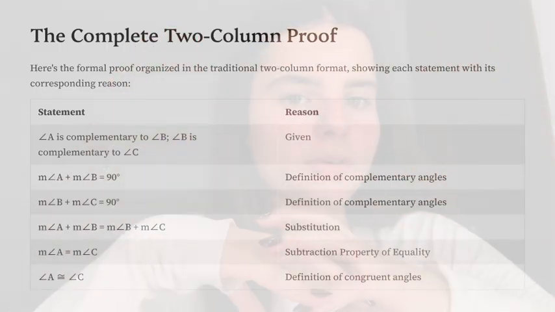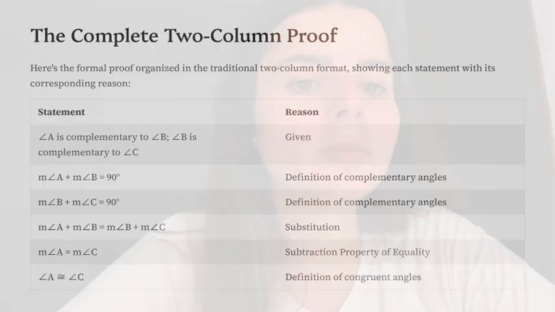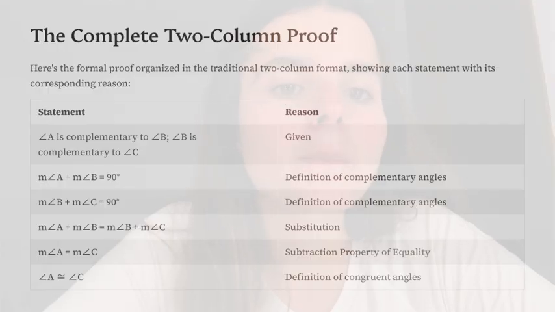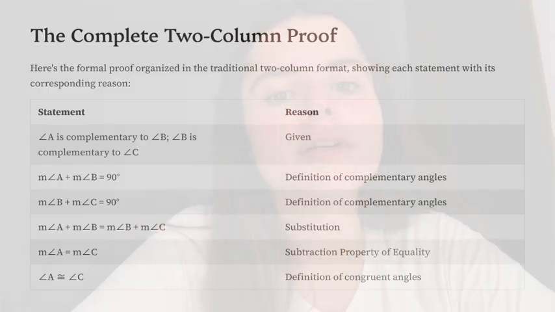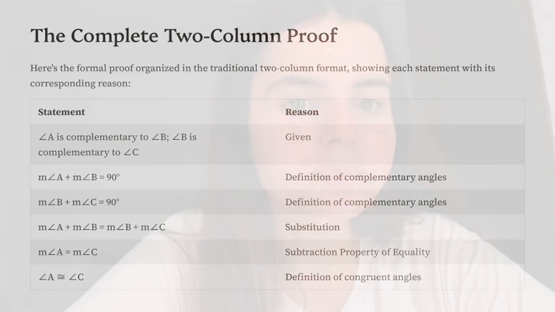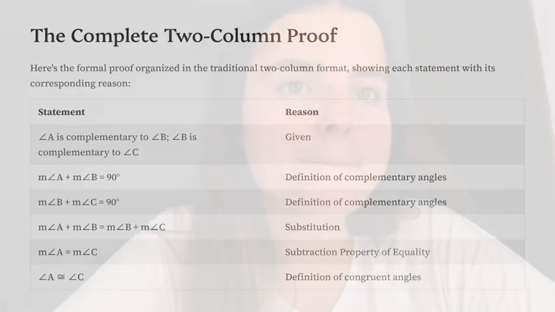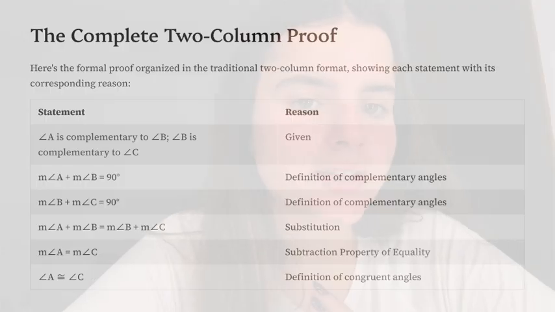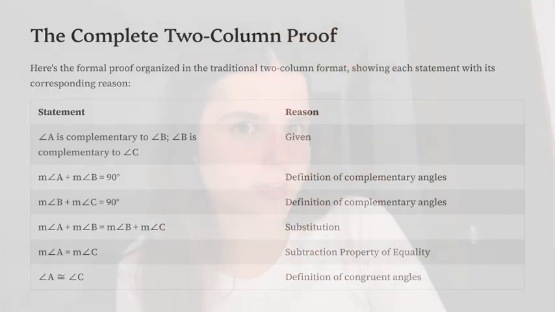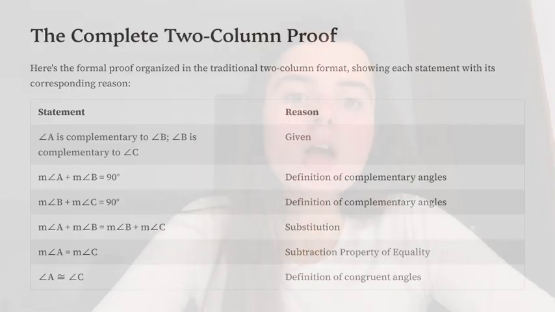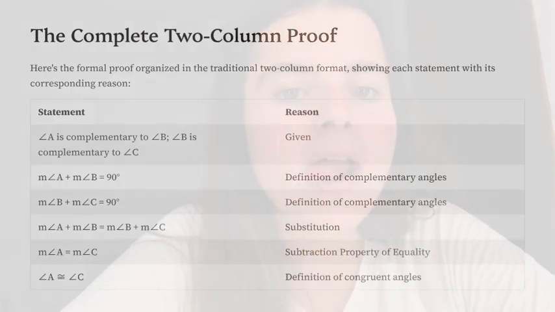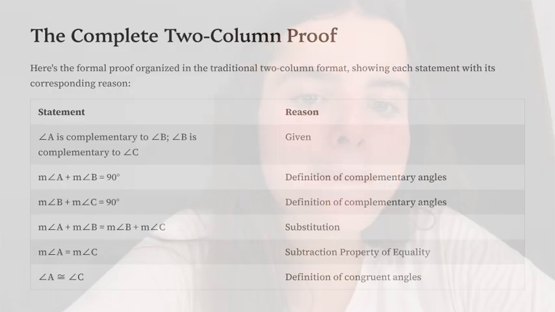with all the steps together. So we're given that A is complementary to B and B is complementary to C. By the definition of complementary angles, the measures of two complementary angles add up to 90 degrees. Therefore, we can write the equations MA plus MB equals 90 degrees and MB plus MC equals 90 degrees. Because both expressions are equal to 90 degrees, we can substitute to obtain MA plus MB equals MB plus MC.